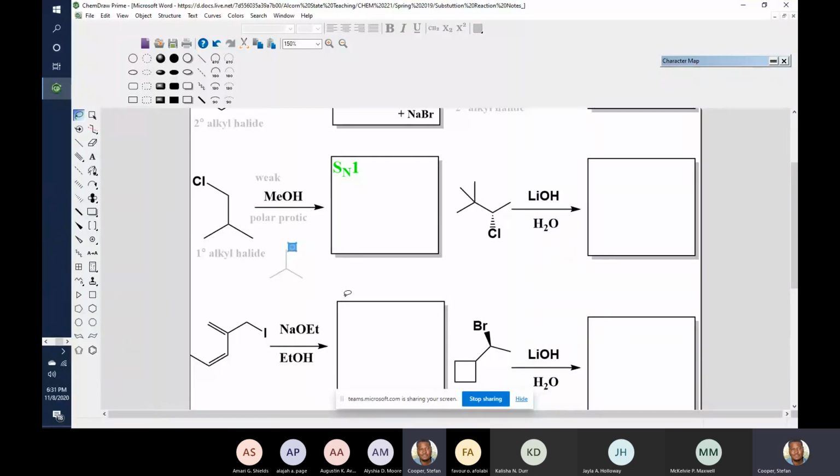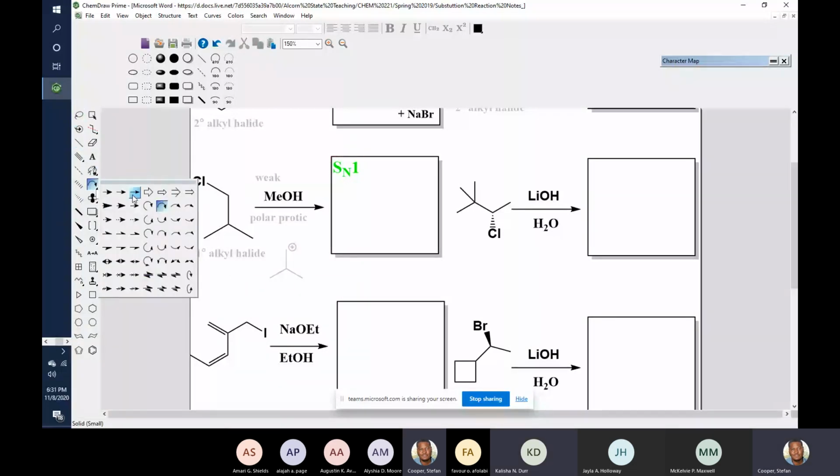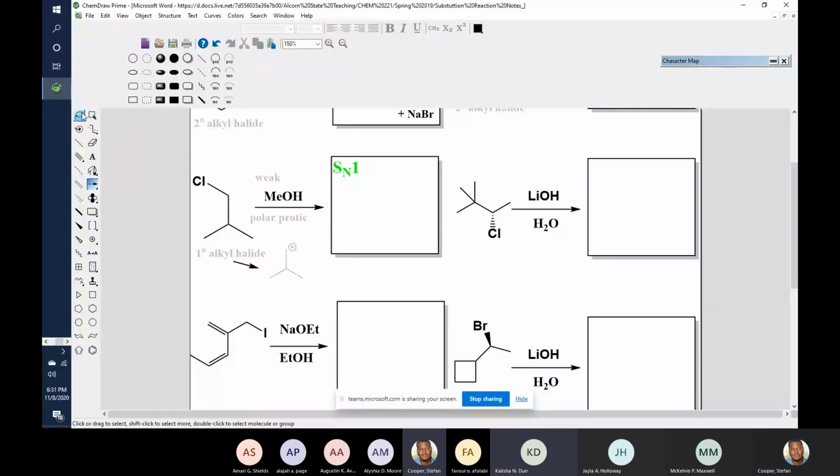But there's something that can happen. What can happen? You can do a hydride shift. Yep, that's right. So there can be a potential hydride shift here. Dr. Cooper, can you only do these shifts on SN1, not SN2? It has to be carbocations, and yes, carbocations only form for SN1. That's correct.